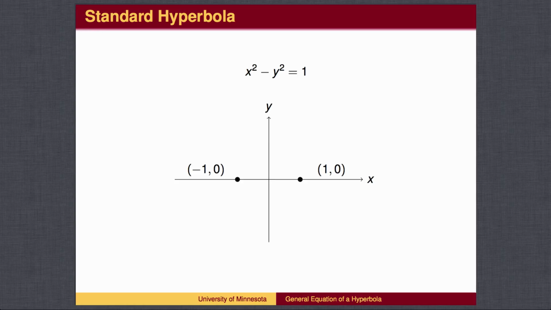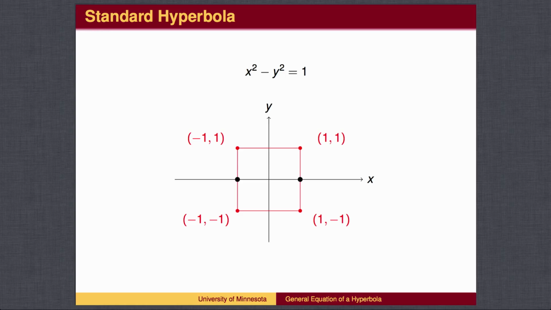We will demonstrate this behavior with an example. If x equals 10, then x squared equals 100, so y squared equals 99, and y is the square root of 99, which is just slightly less than 10. The further we go to the right, the closer the y value is to the x value.